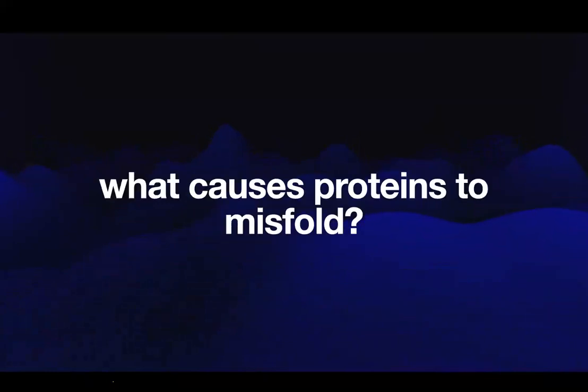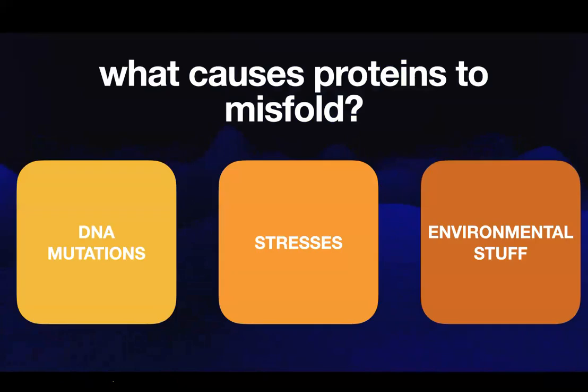So what causes proteins to misfold? I see it as three main things. Number one, DNA mutations. If for whatever reason I have a mutation in my DNA, the protein itself can form abnormally, and it is not able to fold properly in the first place. Then you have the stresses, high temperature, the pH, all that kind of stuff, or even just the continuous motion of life.